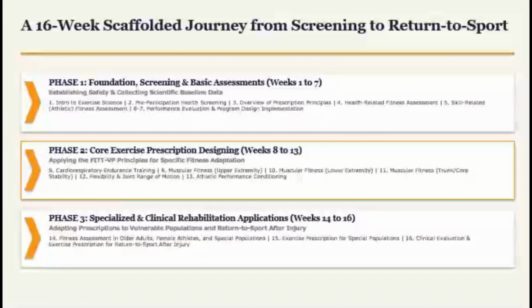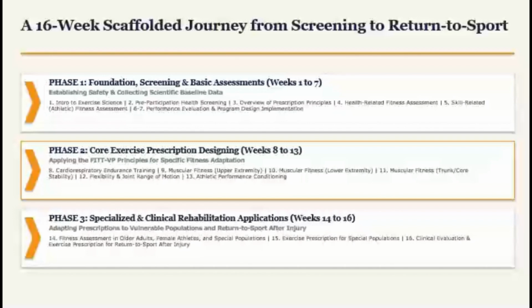To ensure medical-level safety and rigorous clinical logic, our 16-week curriculum is scaffolded into 3 distinct phases. Phase 1 spans weeks 1 to 7, titled Foundation Screening and Basic Assessment.